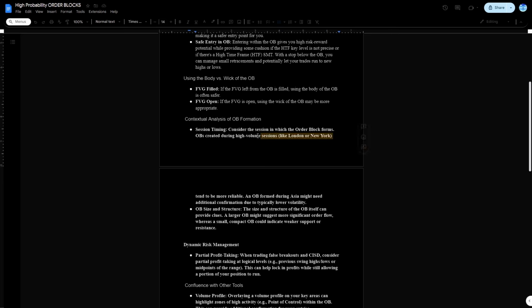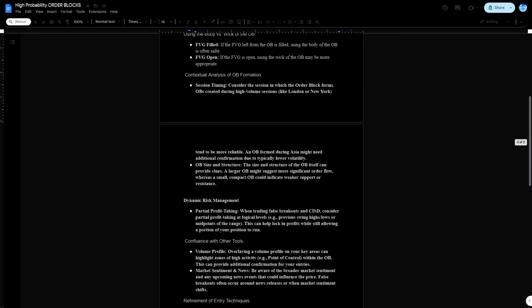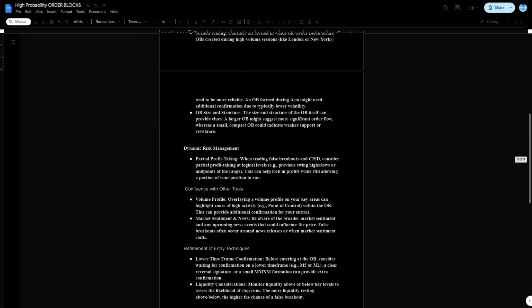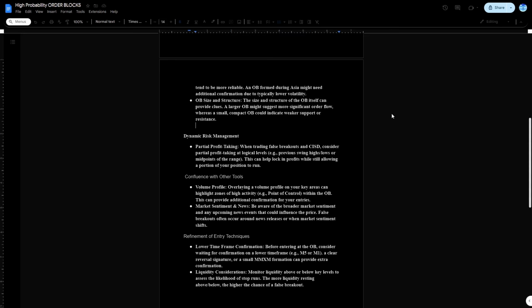We always want to consider our session timings of our order block formations coming into high volatility sessions, into London, into New York. They tend to be more reliable. You'll see on the chart I used the London order block, and I wasn't too comfortable in the Asian order block, and there's no problem with that.